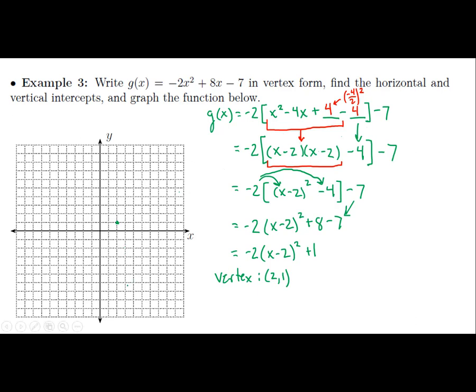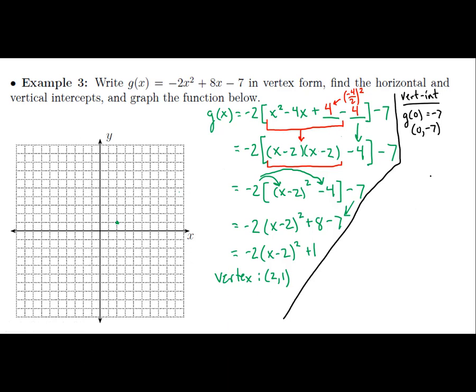All right, now let's find our horizontal and vertical intercepts. Go ahead and switch colors here. You have a little more room in your video notes to fill things in than I do. So let's start with the vertical intercept. Pretty easy to see that g of 0 is just -7. So we've got 0, -7.